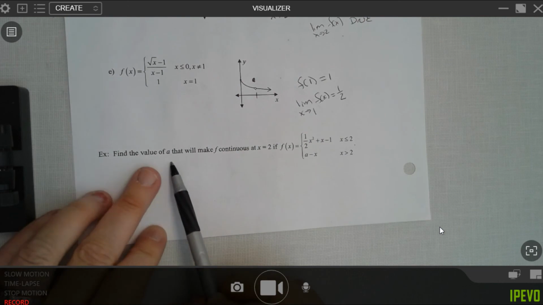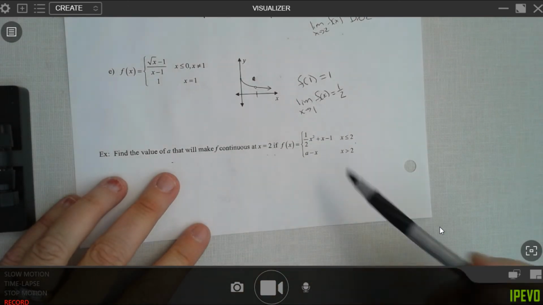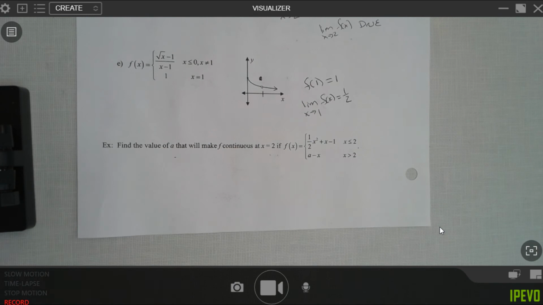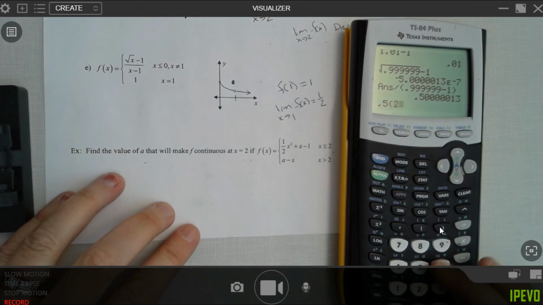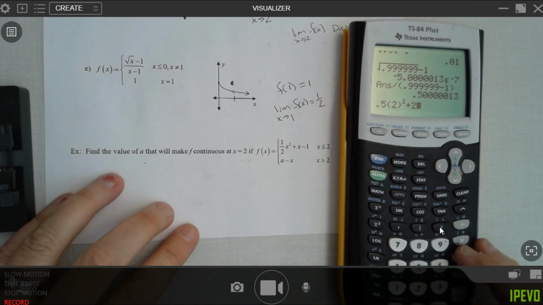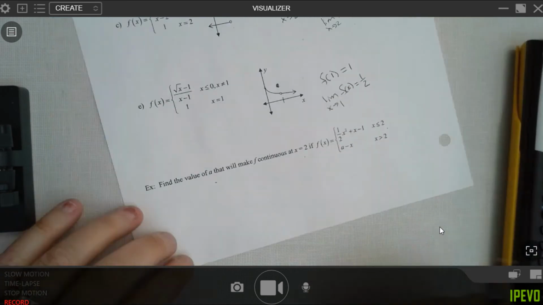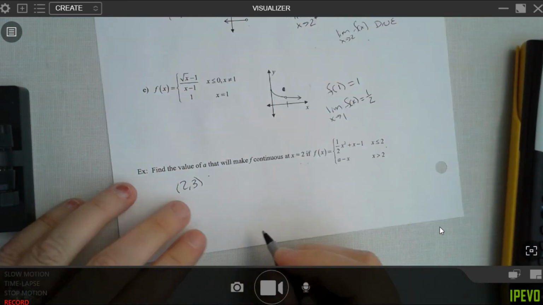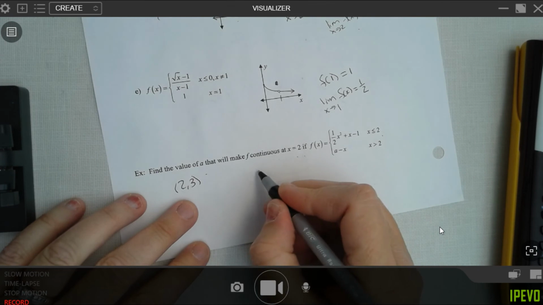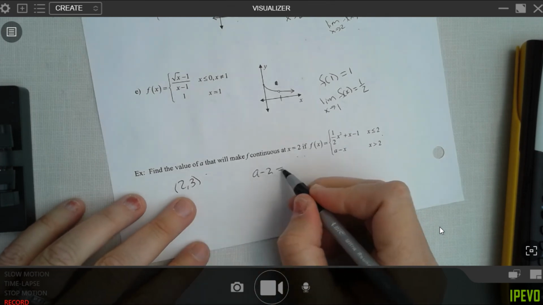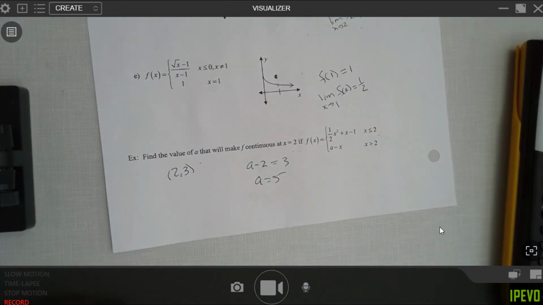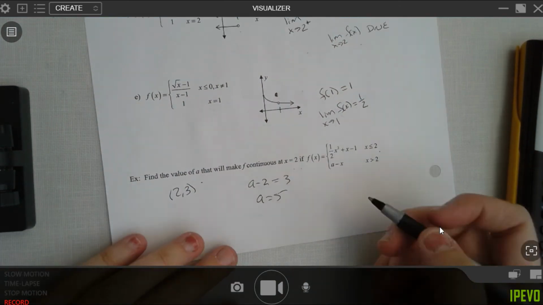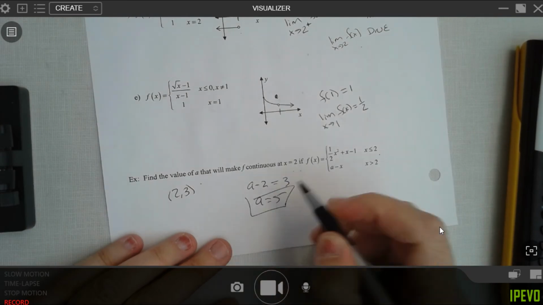So find an a that will make it continuous at 2. So that would mean if I plug in 2 into the top and 2 into the bottom, I should get the same y value out. So if I plug in 2 there, the top value is 3. So I have 3 on the top. When I plug it into the bottom, I have a minus 2. So I need that to equal 3. So if a equals 5, then these two have the same y value, so it's going to be continuous. That's what makes this one continuous.